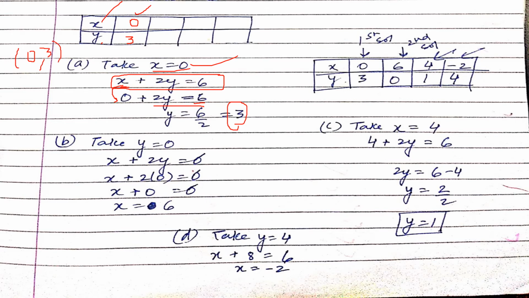Understood? So we have found the first point, and we know one point is not enough, because from one point there can be an infinite number of lines. So minimum we require 2 points, and to be on the safe side we find at least 3 points.